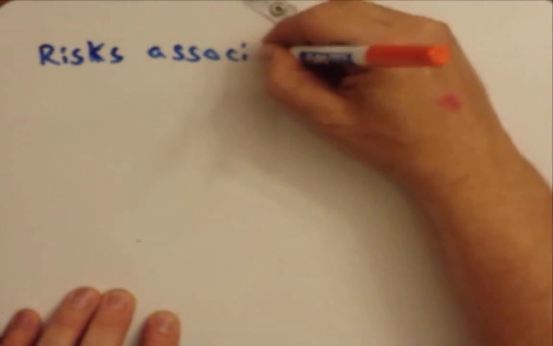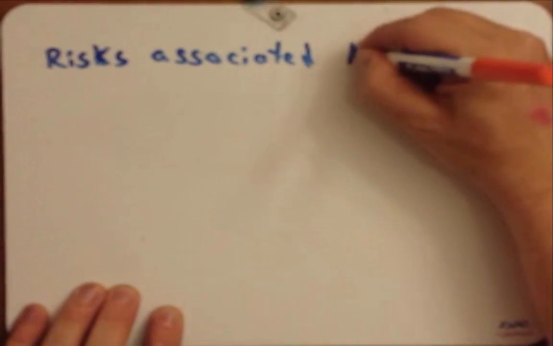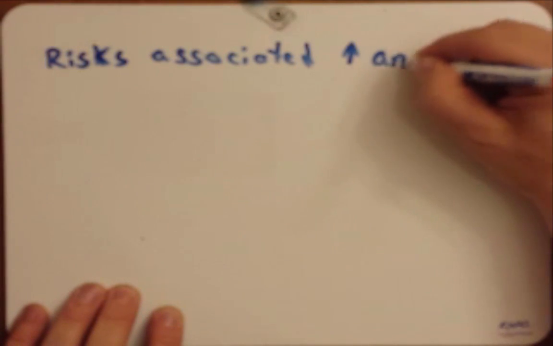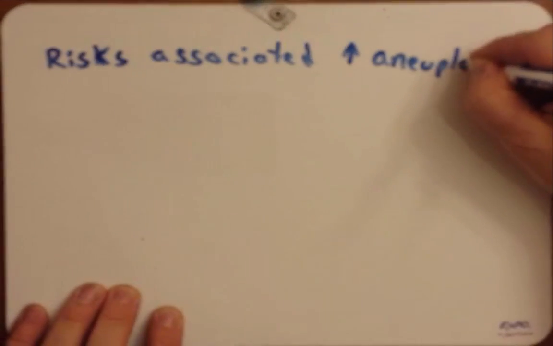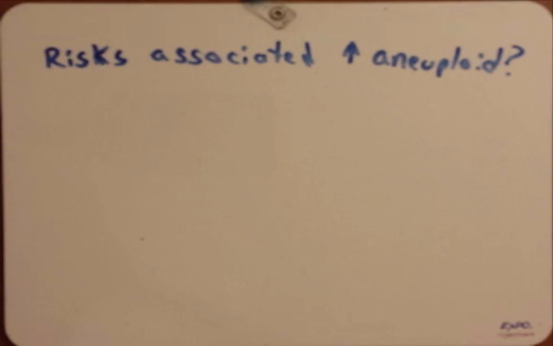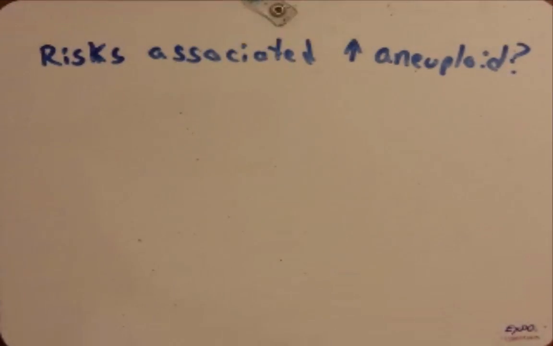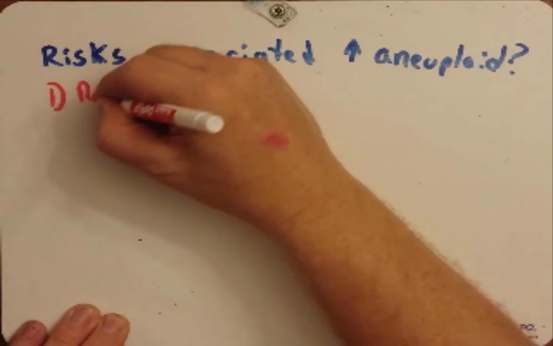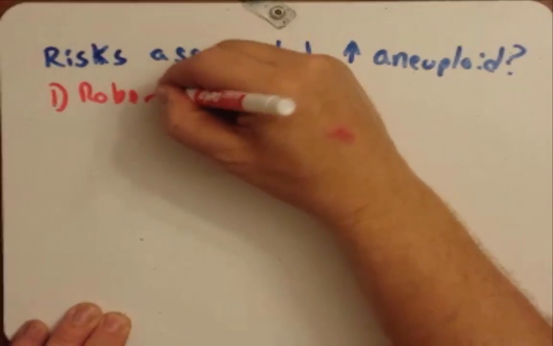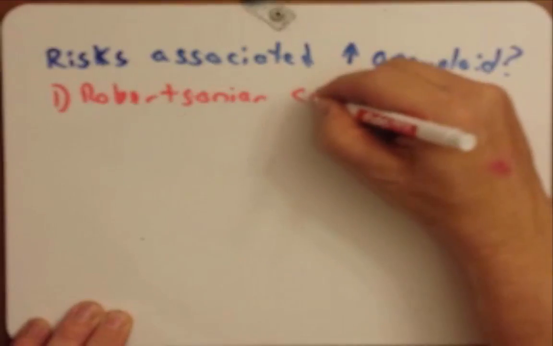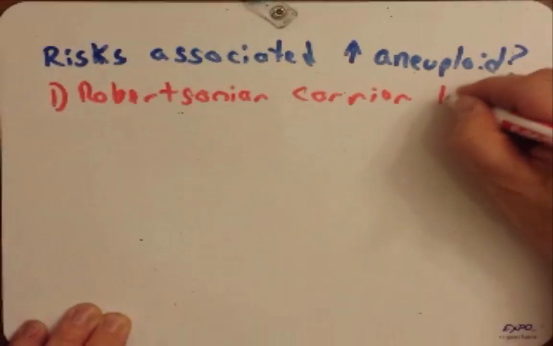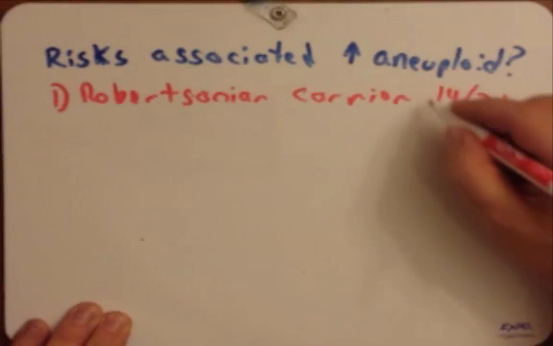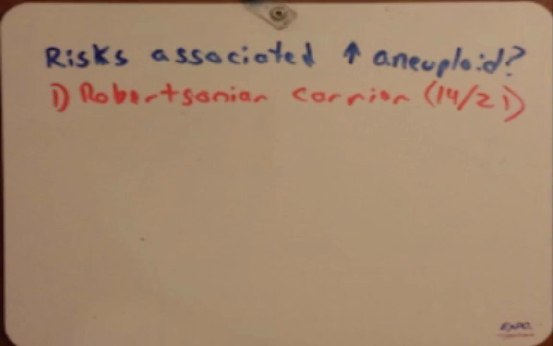So are there any risks associated with an increase in aneuploid children? There are a few, not a lot. We'll mention two here. One is if you happen to be a Robertsonian carrier, like the 14;21 we discussed when we talked about that special case with inherited form of Down syndrome. So that would be a risk factor.